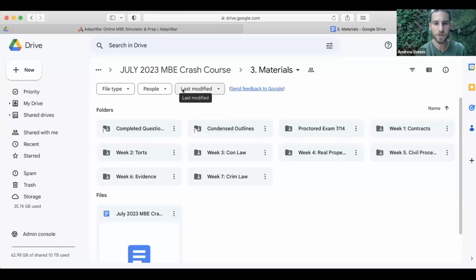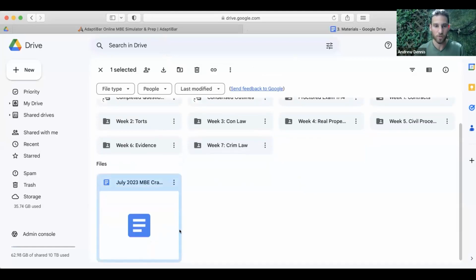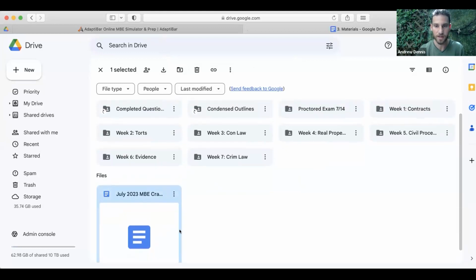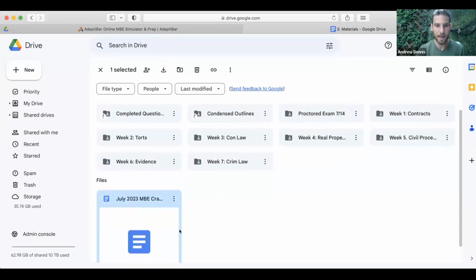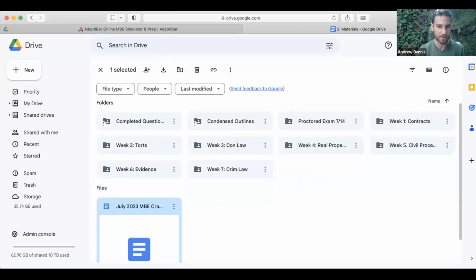Can you remind us where the cram guide for the questions we did each Sunday is? Yeah, that's the easiest thing to find right here. If you just go to this materials folder, it's literally right here at the bottom. It's the only material that's outside of the folders. Then everything else is just in its separate folder. We did the condensed outlines. I went over those videos, the last 3 sessions, and then the completed questionnaires.